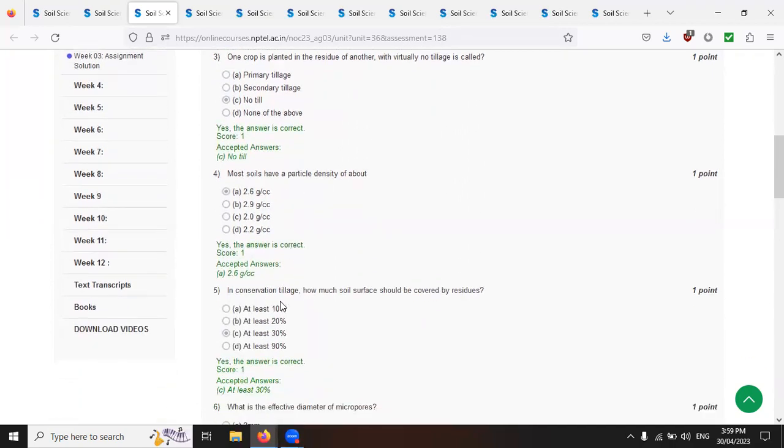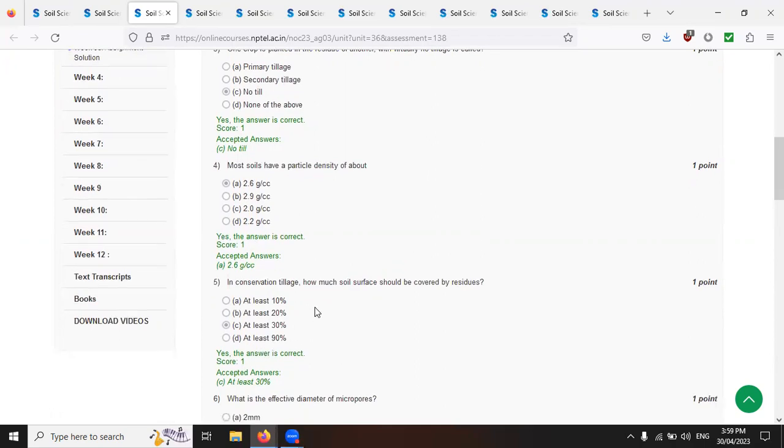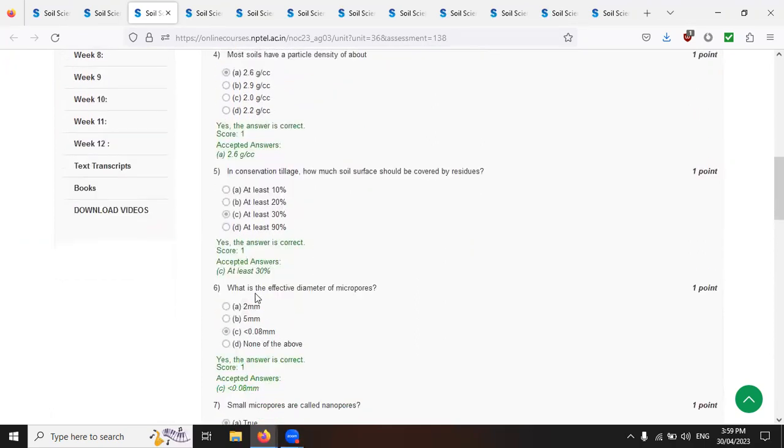In conservation tillage, how much soil surface should be covered by residues? 10%, at least 20%, at least 30%, or at least 90%? The answer is at least 30%. What is the effective diameter of micropores? 2 mil, 5 mil, below 0.8 mil, or none of the above? So micro gives it away. It's not meso, it's micro, so it's below 0.08.